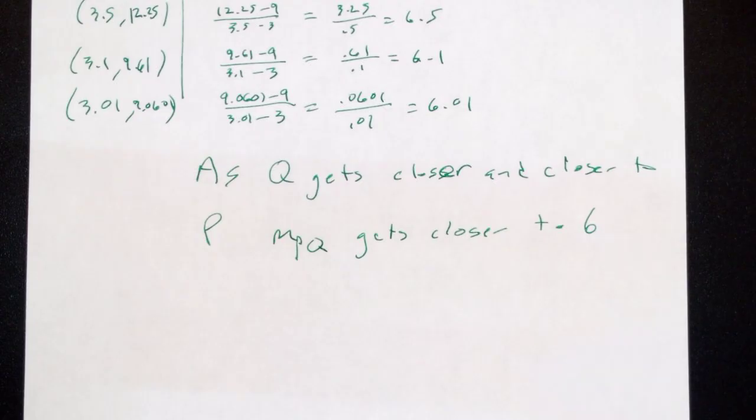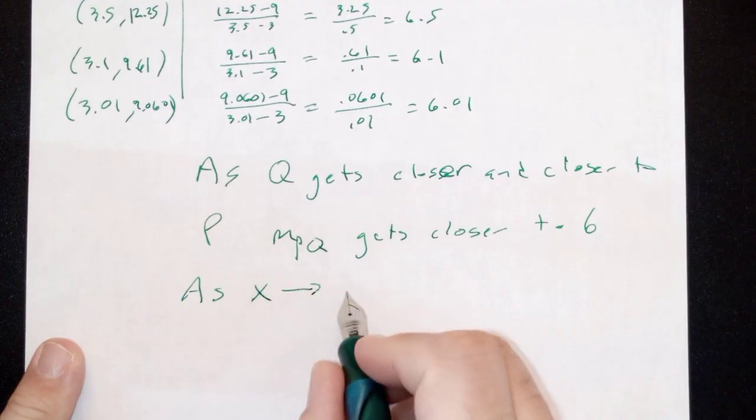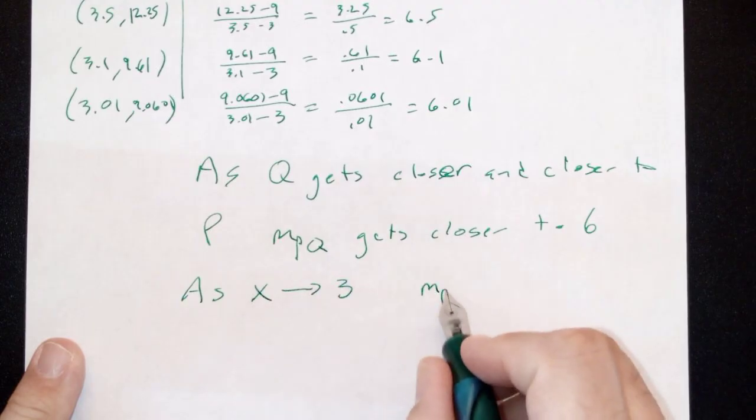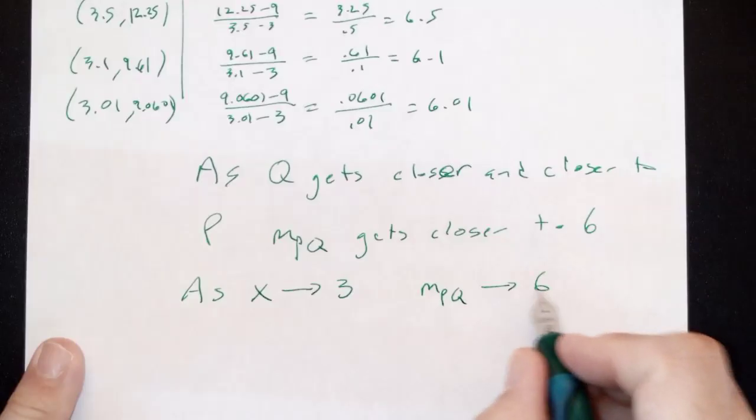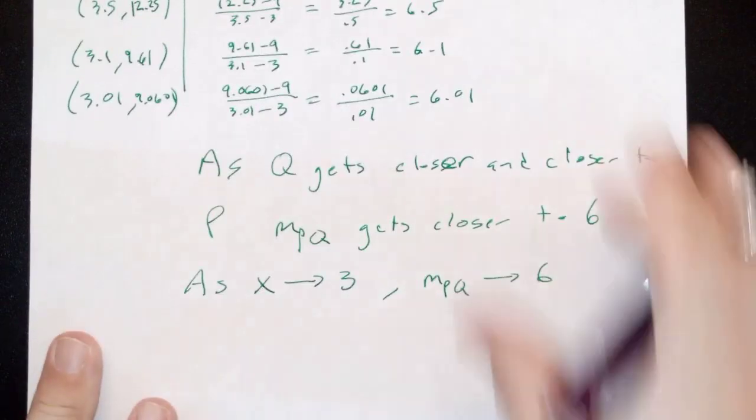In geek speak, I'm going to use an arrow. As X gets closer and closer to 3, because that's how we figured out what our point Q was. We allowed the X value to close in. The slope of our secant line gets closer and closer to 6. If that's the case, I hope you are comfortable saying that the slope of the tangent line should be 6.